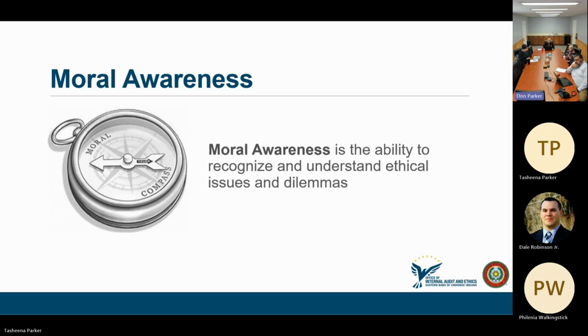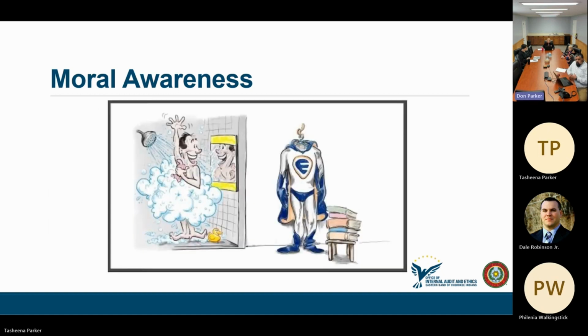So let's get started by exploring the definition of moral awareness. Moral awareness is the ability to recognize and understand ethical issues and dilemmas. Moral awareness is the first step to acting ethically. It emphasizes the importance of paying attention to our principles and values and the potential impact our actions can have on others. When we understand our values and how our choices can affect people, we can make good decisions, build good relationships, and make the world a better place. So we're going to watch a video that introduces moral awareness.